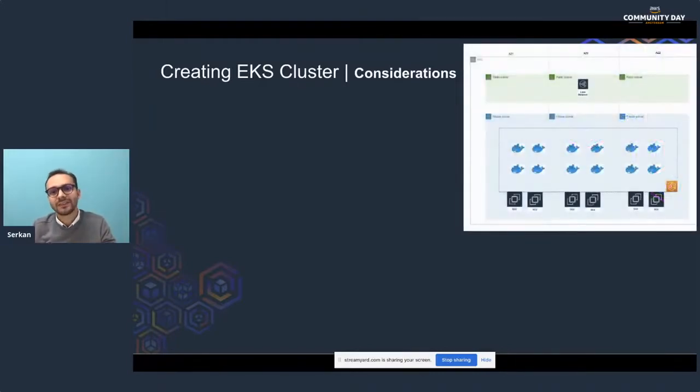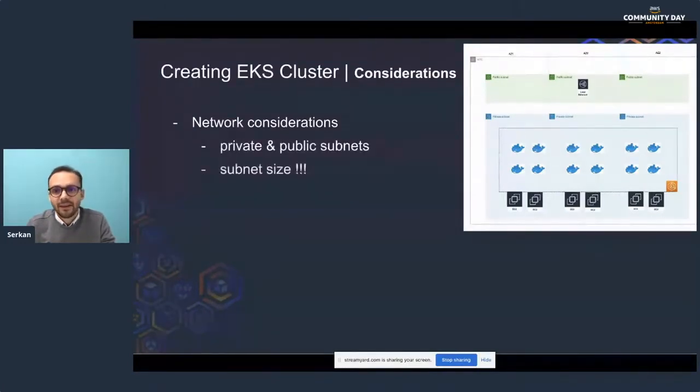There are quite some technical considerations you should keep in mind before you start creating your cluster. The first one is about networking. Basically, you would like to have public subnets and private subnets. Your workloads, your EC2 instances, your containers are going to run in the private network, and your load balancer created by Kubernetes should land in the public subnet.